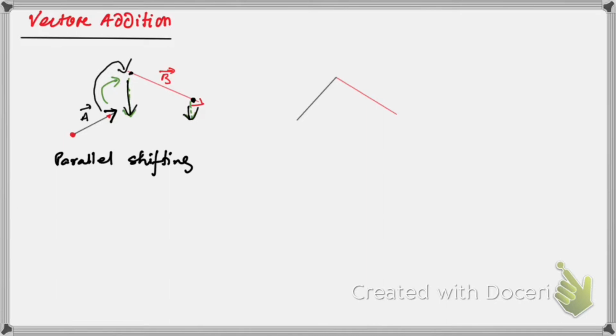So the terminal point of vector A, you can see here, is joined with the initial point of vector B. This is vector B and this is vector A, right? So that means we have taken these two vectors in the same order.